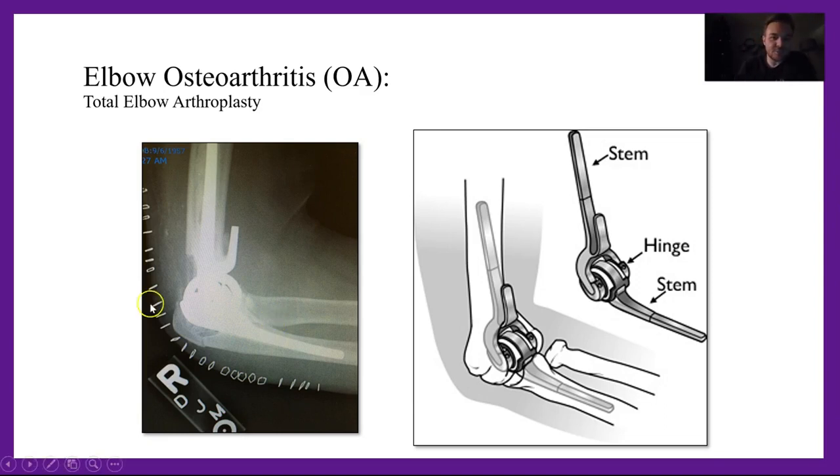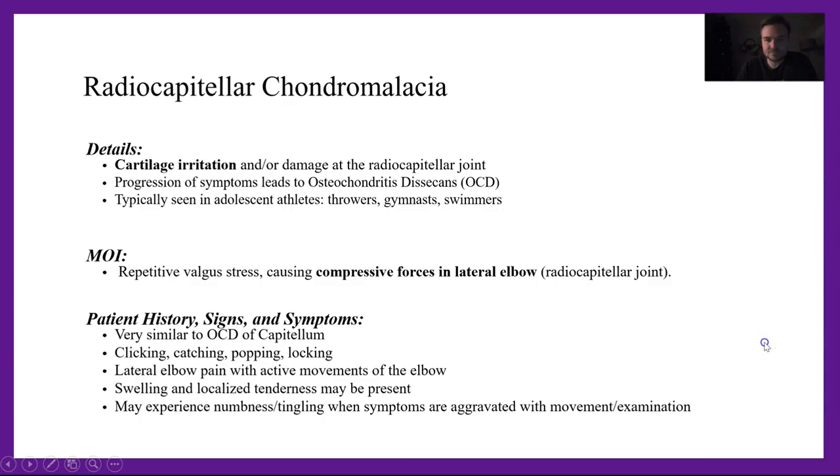But you can see in the picture bottom left is the staples again in the incision area.